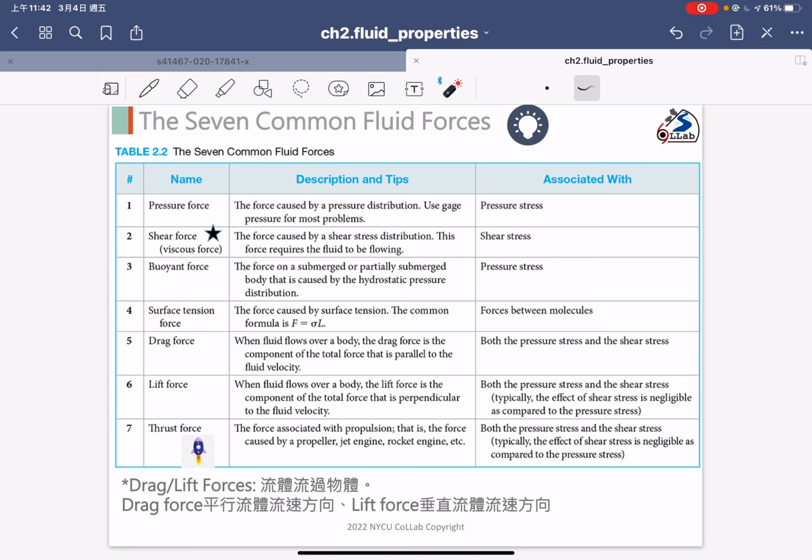Okay, but today we will focus on the shear force. And I already highlighted, we call that the viscous force. So this force should be related to the viscosity.